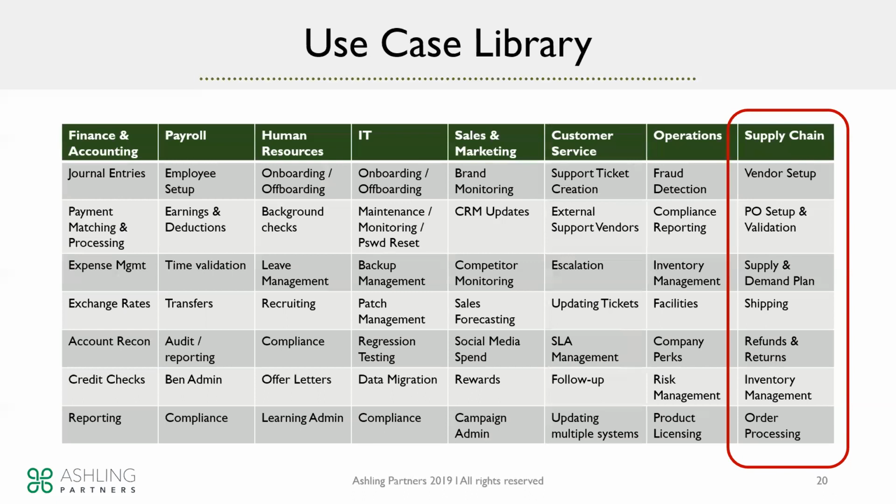And then lastly, your operations. So going through and looking at fraud detection, compliance reporting, inventory management, facilities management, right? Tracking company perks. We have a client that does company cars, company automobiles. And so tracking who has one, when it's due, all of that kind of compliance activity around company perks. That's a great example for automation. And then, as we discussed, the supply chain side.